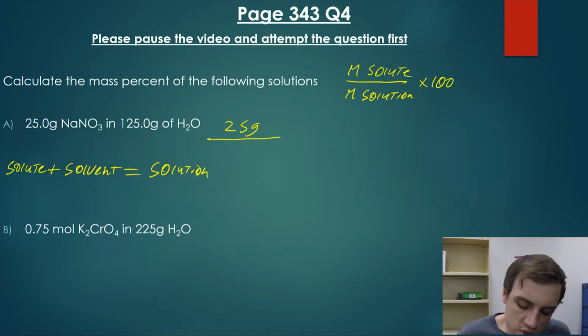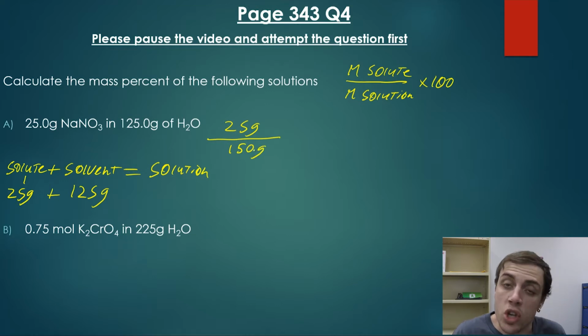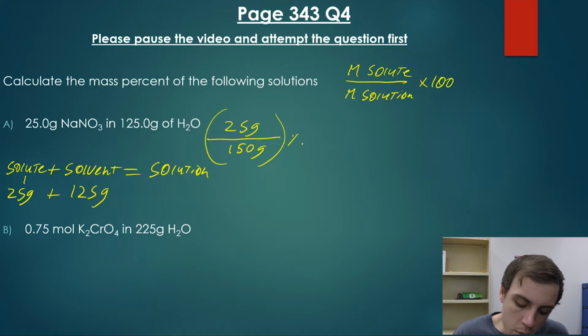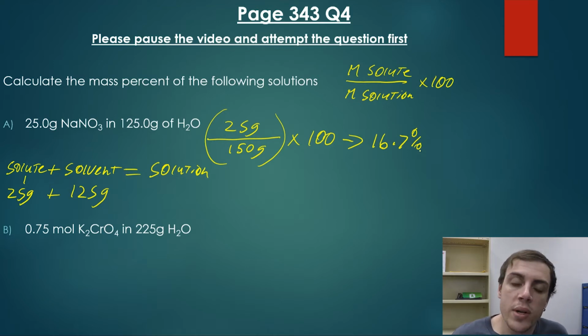So our total solution will be 25 grams plus 125 grams. So it's going to be 25 divided by 150 grams, because that's the weight of the total solution, multiplied by 100. So if we pop that into our calculator, we get 16.7%. So that means out of the total solution, 16.7% of it is the sodium nitrate. So let us look at the next question.